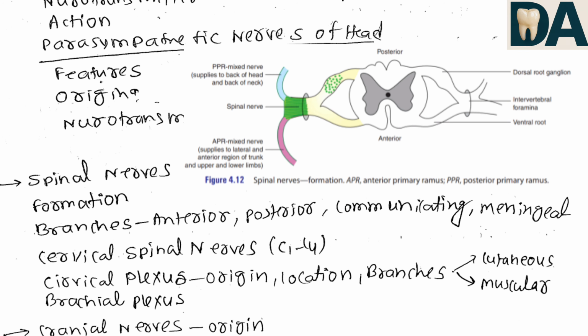Formation. A spinal nerve is formed at the intervertebral foramen by the union of the anterior and posterior roots that arise from the spinal cord. The anterior root contains the following structures: motor fibers of skeletal muscles, sympathetic fibers, and parasympathetic fibers. The posterior root contains sensory fibers, whose cell bodies are in the spinal ganglion.